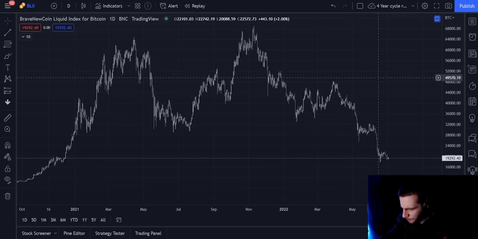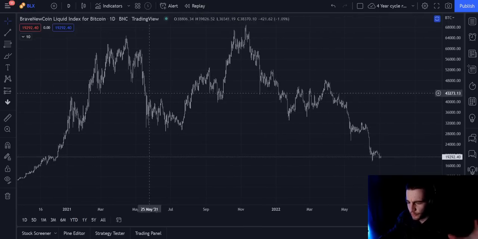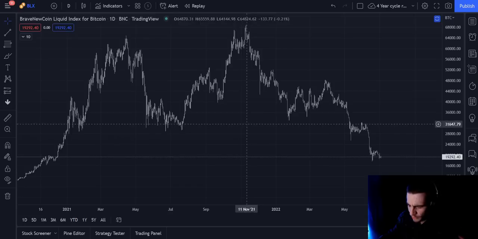Let's look at the chart. And let's not only look at this chart, but let's invert it in a second. But before we invert it, we need to draw out some critical lines, okay?